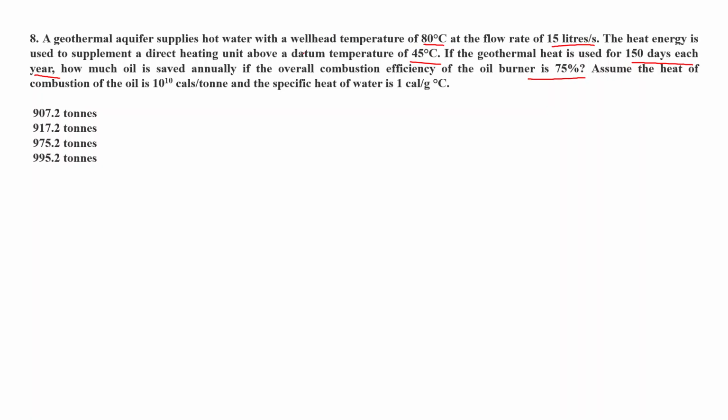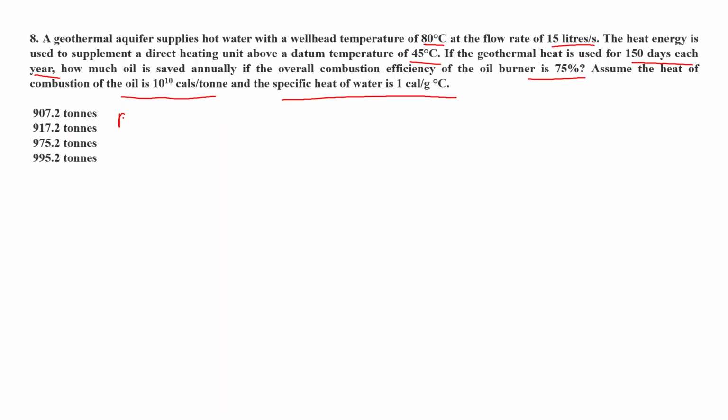So if this amount of heat is used for 150 days per year, and we are not using geothermal energy but oil instead, how much energy would that oil be producing? We have to calculate how much energy would be used if we use oil. That is obviously saved when we are using geothermal energy. Assume the heat of combustion of oil is given and the specific heat of water is given.